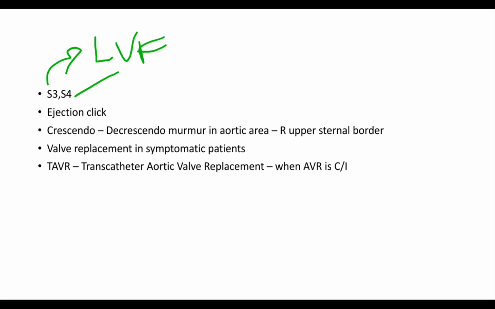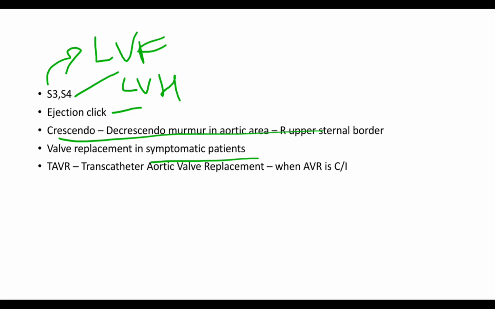S4 is when, due to chronic aortic stenosis, the left ventricle can develop left ventricular hypertrophy, and the left ventricle can become non-compliant. So the atria contract against this non-compliant ventricle, that leads to S4. It can have an ejection click. The classical murmur is a crescendo decrescendo murmur in the aortic area, which is the right upper sternal border.